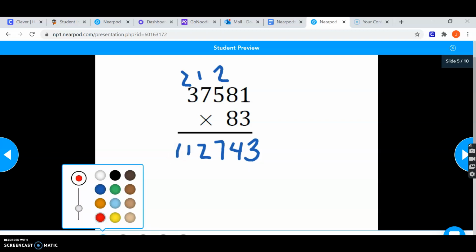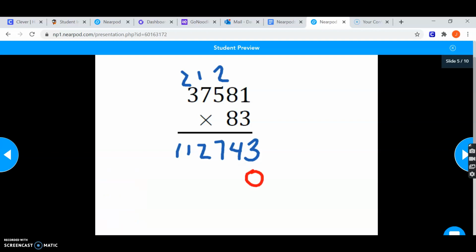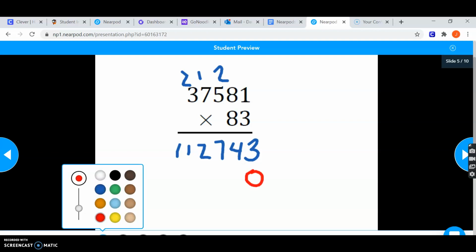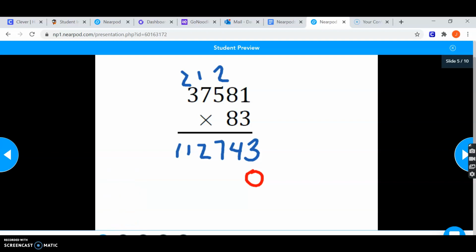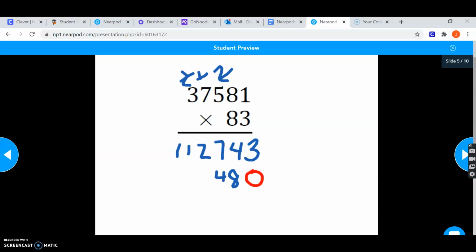I'm going to go ahead and add in my magic 0 since I'm done multiplying my digit in the ones place. I'm moving on to my digit in the tens place, which is my 8. 8 times 1 is 8. 8 times 8 is 64.